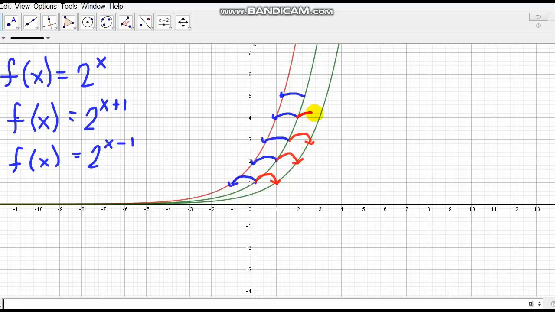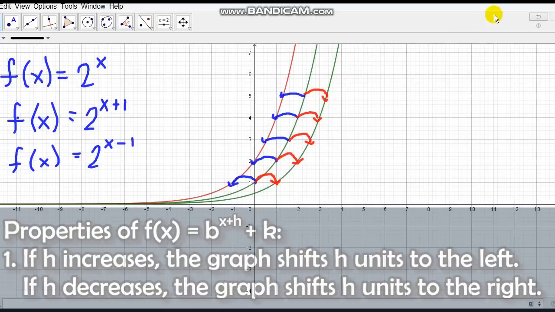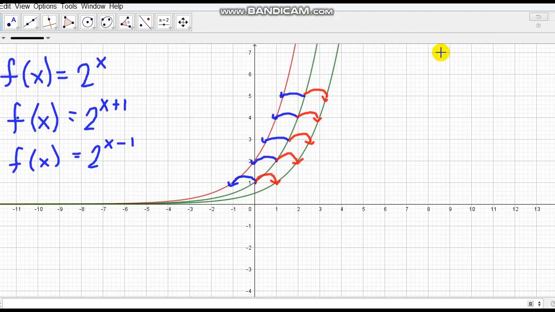The shifting of the graph to the left or to the right depends on what is added onto x, or rather the change in h. As h increases, the graph shifts h units to the left, while if h decreases, the graph shifts h units to the right. So that's the translation of the exponential function to the left or to the right.